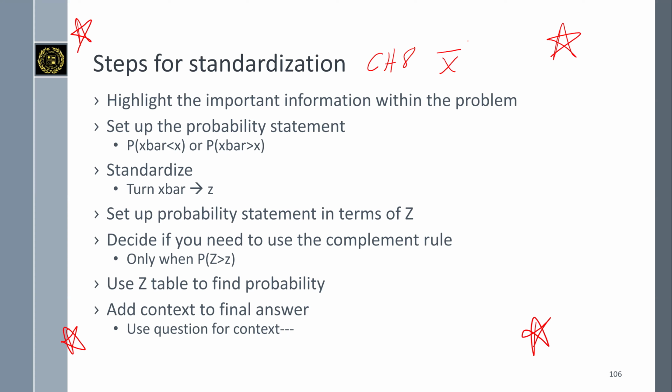So you're going to highlight the important information. You're going to set up your probability statement. Where it says x bar, that just means sample mean. So another way of writing that is the probability that x bar is less than x, or the probability that x bar is greater than x. Our goal is to standardize x bar and turn it into z. The formula we use for that is x bar minus mu over the standard error. Now, this is also the same as saying this.